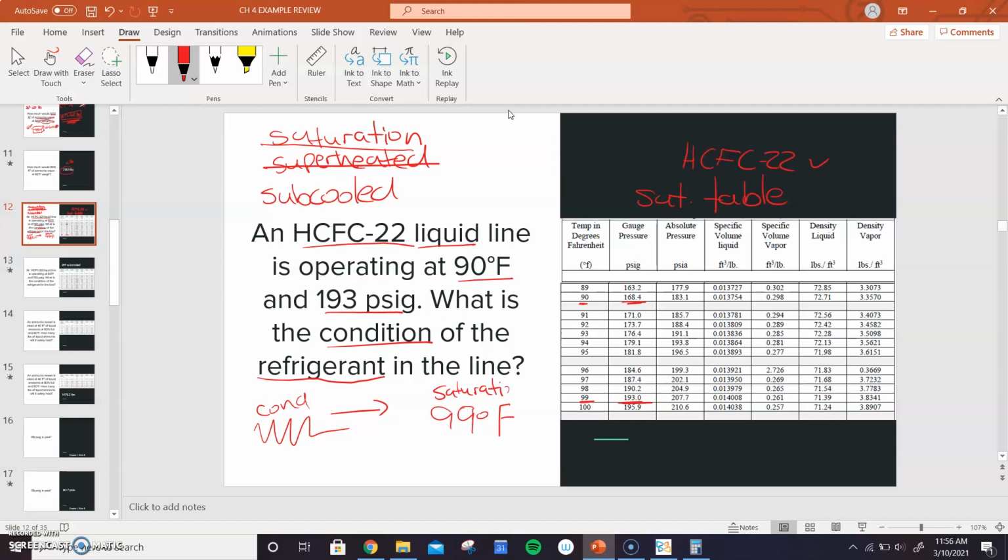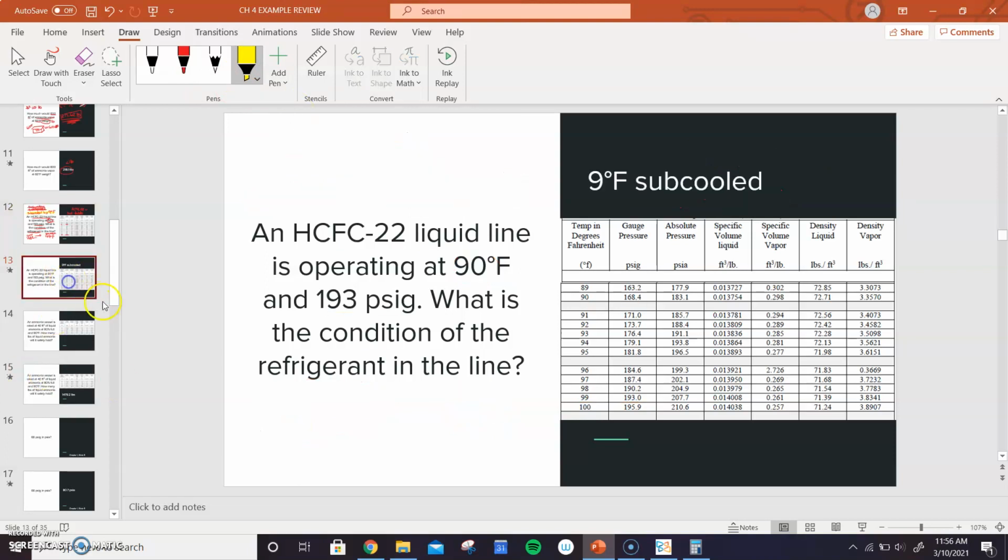But instead, we are at 90 degrees Fahrenheit. So we are colder than we would be at that pressure at saturation. That means we are subcooled by 9 degrees Fahrenheit. Make sense? Check it out. Bam. 9 degrees Fahrenheit subcooled.